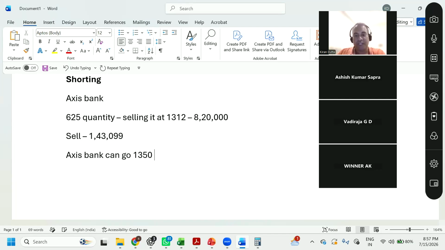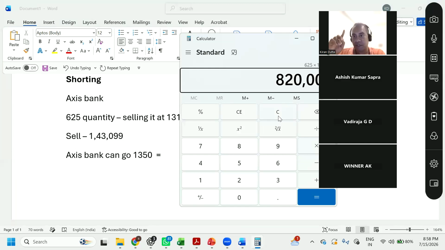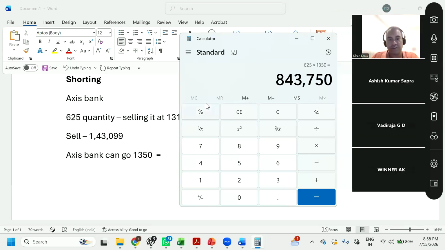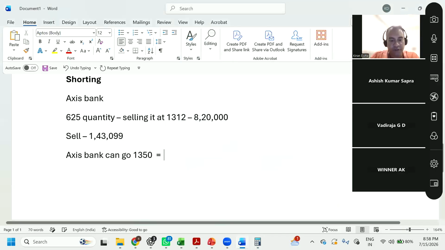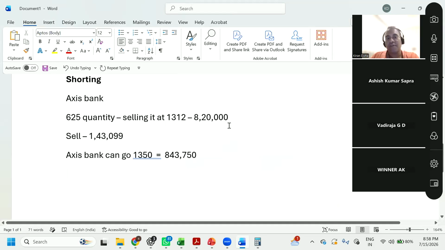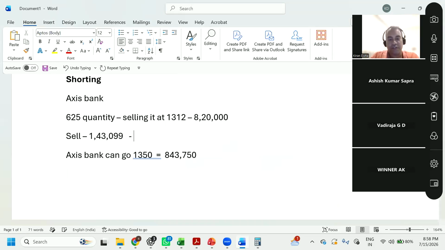So in the case of 1350, if I'm selling it 1 month down the lane, what is the money that I'm going to make? 625 times 1350. How much is that? 843,750, right? Okay. But now having said that, this is also 625 quantity that I have actually sold.